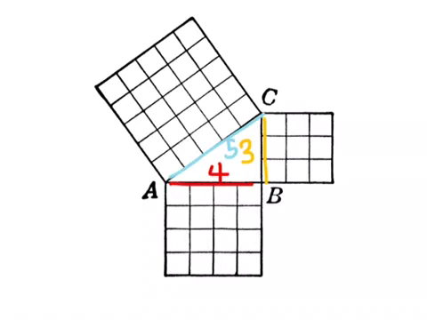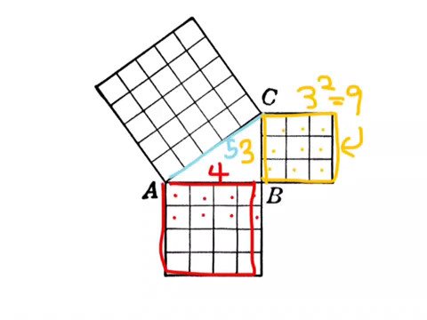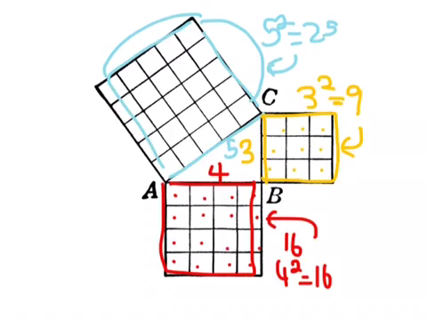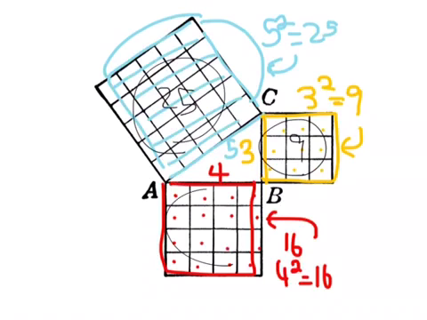So let's see if Pythagoras was actually right. Let's start with the smallest. The area of this, you can just count the squares: 1, 2, 3, 4, 5, 6, 7, 8, 9. Or you could just do this. So this is 9. And for this one, it's 1, 2, 3, 4, 5, 6, 7, 8, 9, 10, 11, 12, 13, 14, 15, 16. And for this it's 5 times 5, so 5 squared is 25. Now we know that this area is 25, this area is 9, and this area is 16.